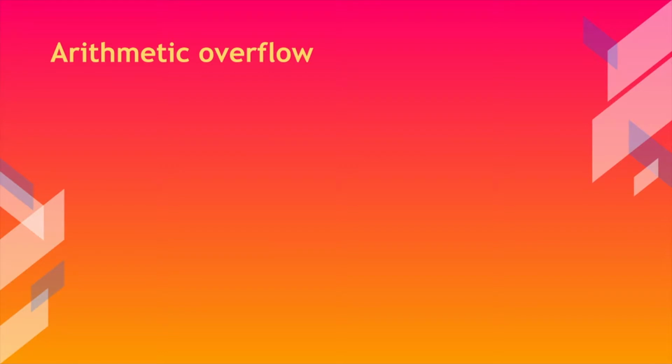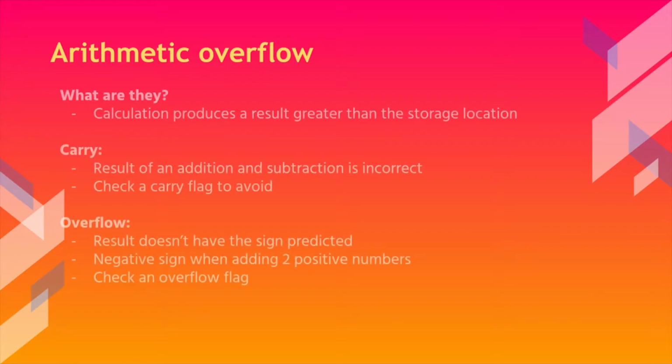Arithmetic overflow is a condition that occurs when a calculation produces a result that is greater than a given register or storage location can hold. A carry occurs when the result of an addition or subtraction does not fit in the result. Therefore, carry flags are checked during these calculations. An overflow proper occurs when the result does not have the sign that one would predict, for example, a negative result from adding two positive numbers. Therefore, it is useful to check the overflow flag.